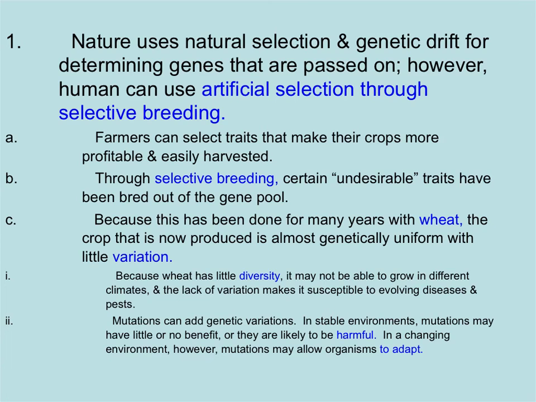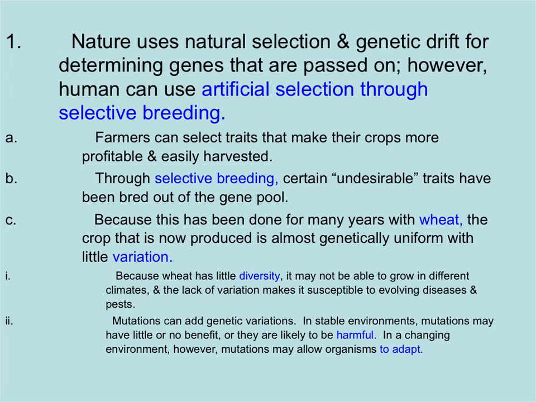Anyway, because this has been done so long with wheat, the wheat crop now has very little genetic variation. So there is some concern from scientists that wheat might not be able to grow in a variety of climates now, and the wheat plants could be very susceptible to different plant diseases like funguses, or different pests like certain bugs could be attracted more.